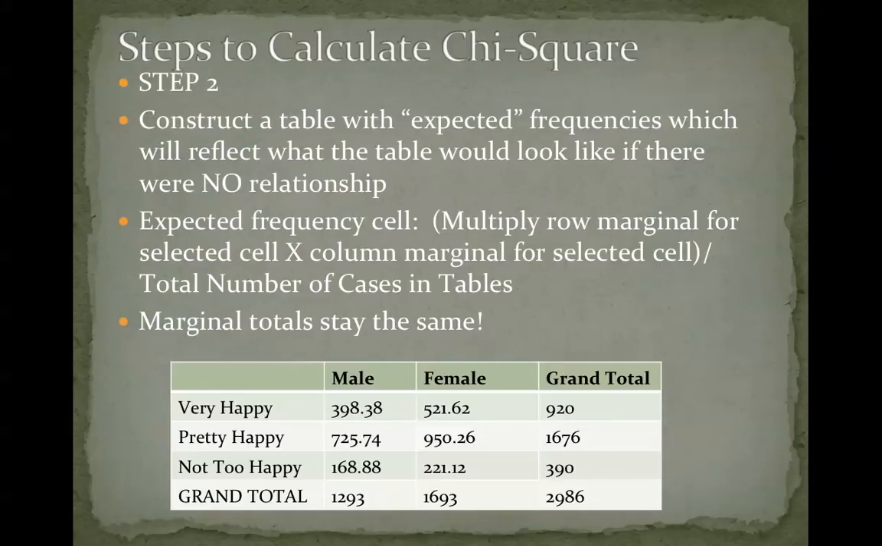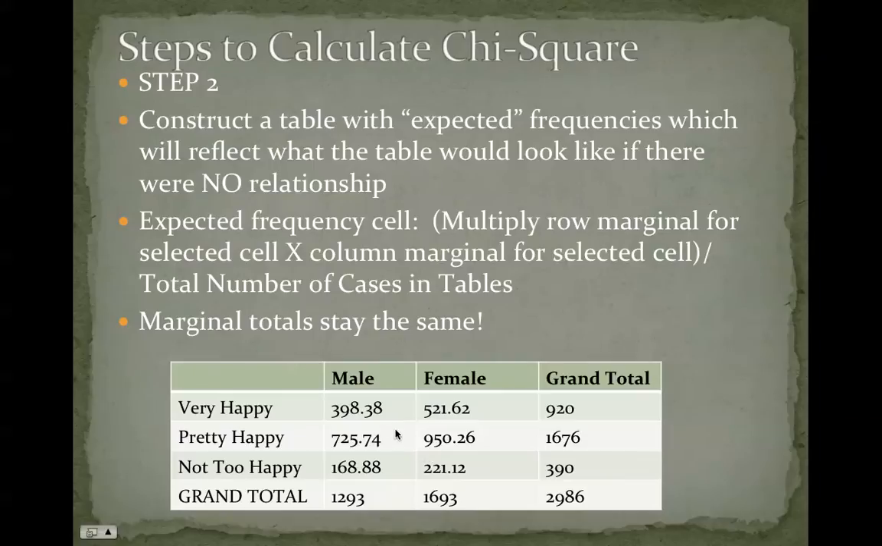So an expected frequency table actually is behind the scenes doing that same thing, but ensuring that the percentages either down a column or across rows are identical, okay? So what it's basically doing is saying, if there were no relationship between, say, gender and happiness, then the percentages will be identical, okay? So these are theoretical numbers.